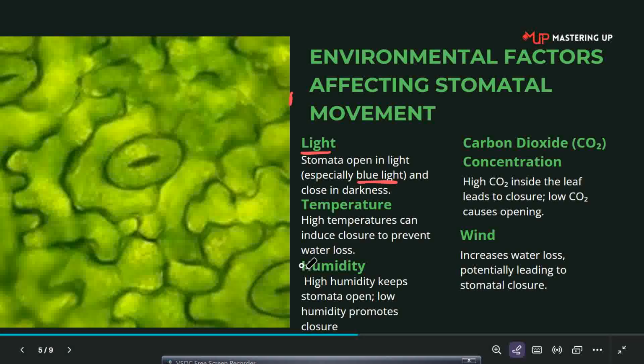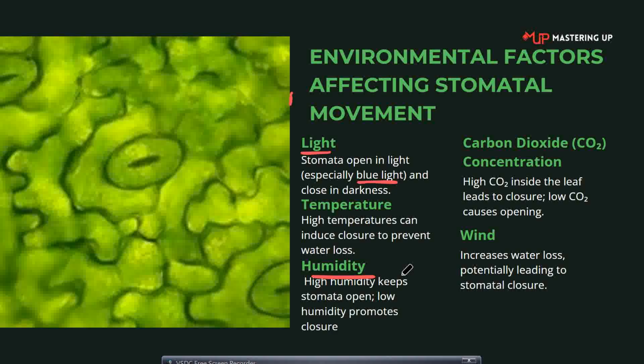Now humidity. High humidity keeps stomata open. When humidity is high, stomata opens, and in case of low humidity, to decrease the water loss, the stomata will be closed. Now carbon dioxide concentration. During the daytime when photosynthesis is happening, plants need carbon dioxide. The exchange of gases takes place through stomata. This thing we already studied. Now this is actually a factor that is affecting the stomatal movement.